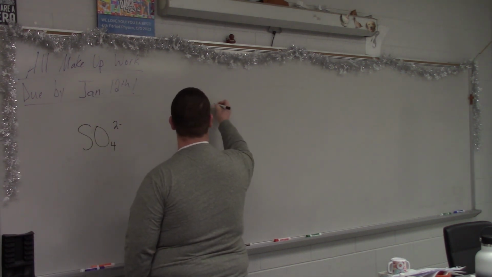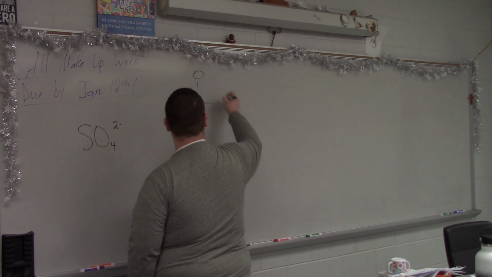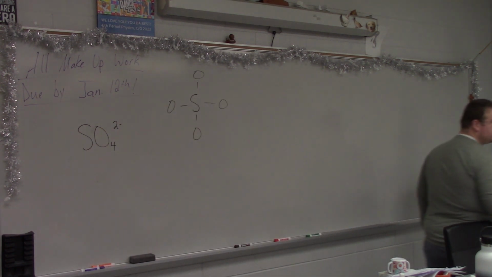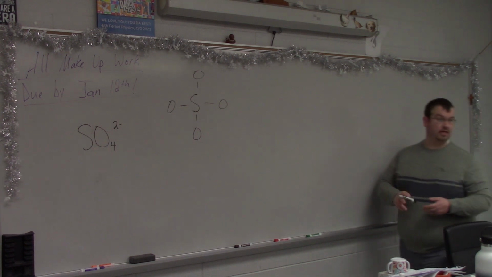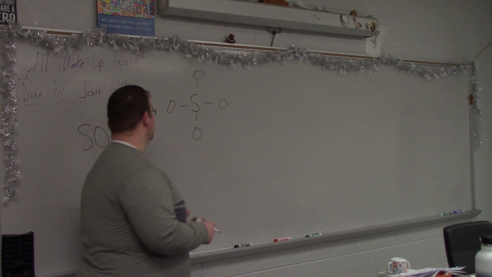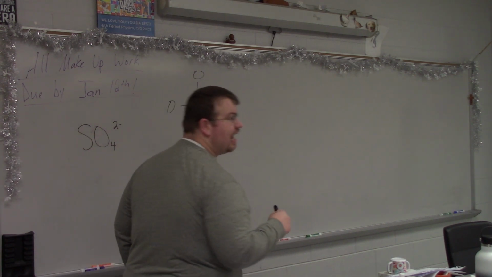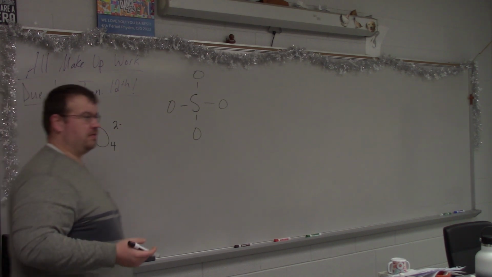Step two, draw the skeleton. We'll connect the 4 oxygens to the sulfur. Step three, octets. Sulfur already has an octet because it has 4 bonds, so I don't need to add anything to it. So we look at oxygen. Every one of these oxygens only has 1 bond, which means they need how many lone pairs? 3 lone pairs, 6 electrons.